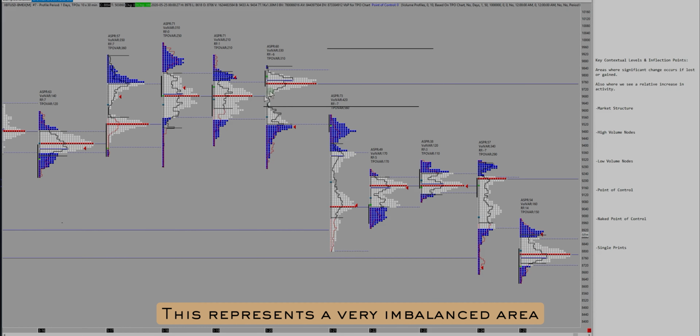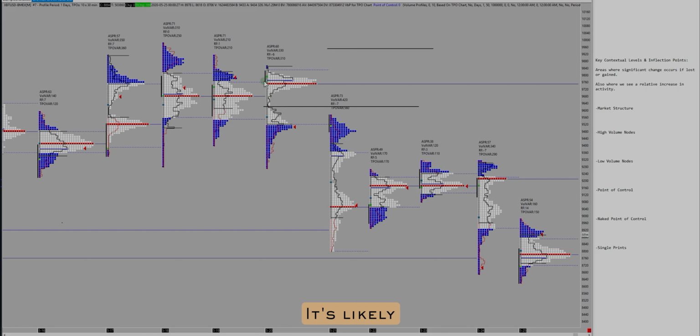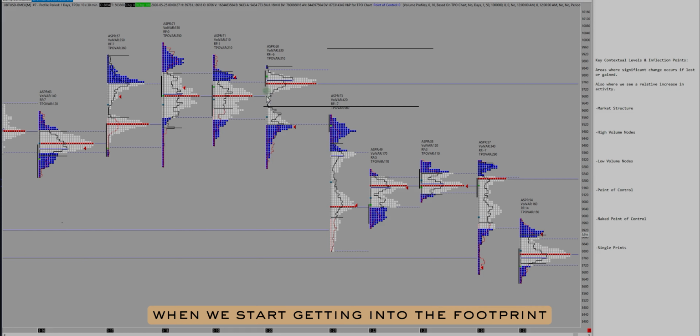Okay, this represents a very imbalanced area. It's likely that as the market moved down, we saw a ton of aggressive selling in this area, and we'll see that when we start getting into the footprint and order flow. And we're going to look for this area to be defended.